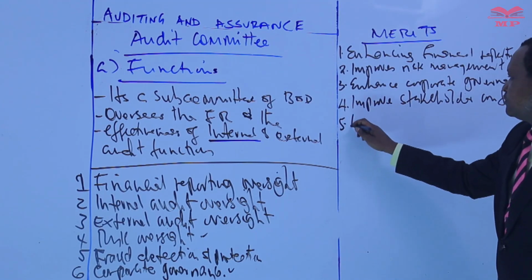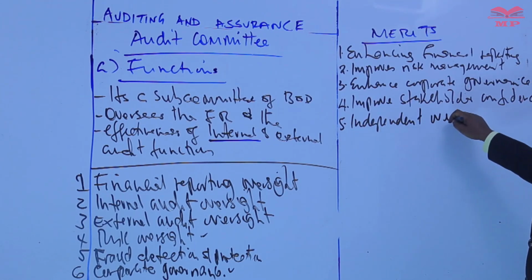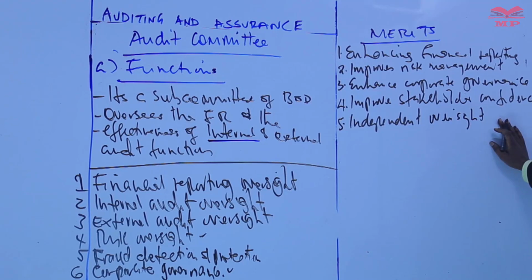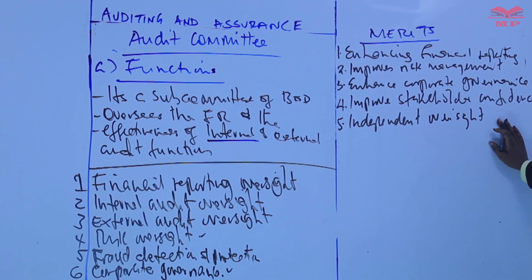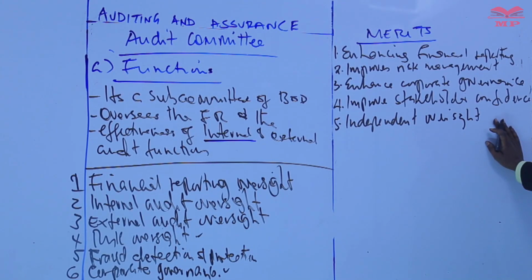Five, independent oversight. This committee can provide an independent layer of oversight over the organization's financial affairs and internal controls. Independent layer of oversight. That is a big, big, big merit.